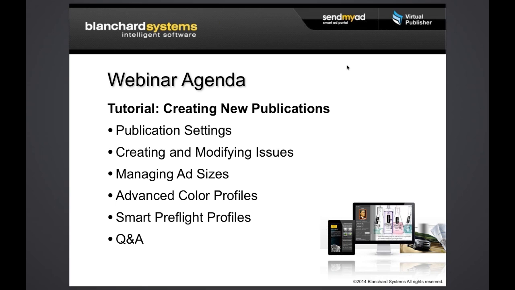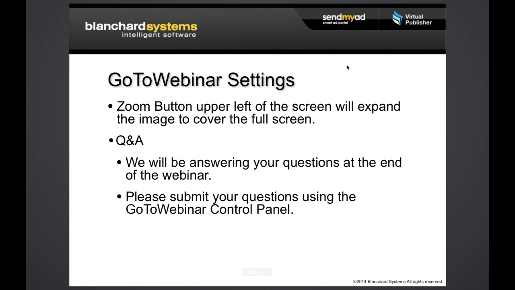When you set up a new publication, you have to think about some various settings, including how to handle notifications and approvals. We'll talk about issues, a couple different ways to set those up. We will talk about ad sizes, how to manage those, and some features of color profiles and Preflight profiles that you may not be aware of. And we'll take your questions either as they come in, or you can submit questions and we'll tackle them at the end.